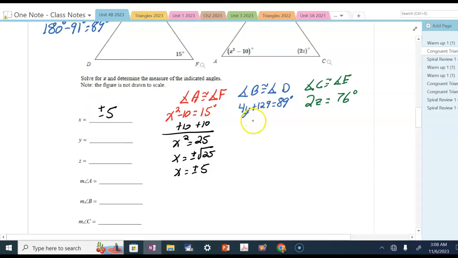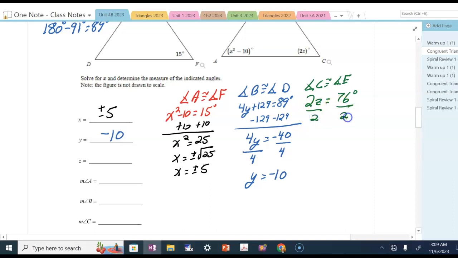For B, I'm going to subtract 129 from both sides. So using my calculator, I get 4y is equal to negative 40. Divide by 4. And y is equal to negative 10. And then for z, I'm going to divide by 2. So 76 divided by 2 is 38.